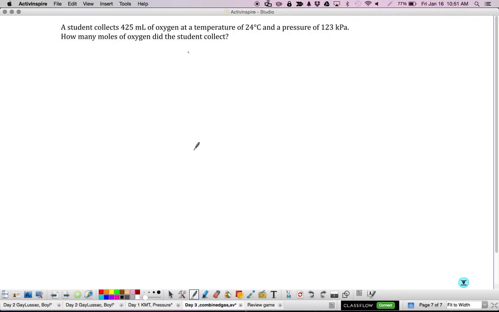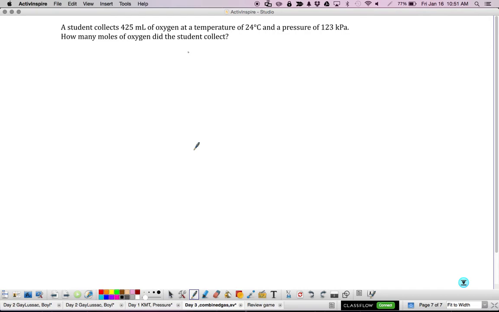Here's another good problem for you. A student collects 425 milliliters of oxygen at a temperature of 24 degrees Celsius and a pressure of 123 kilopascals. How many moles of oxygen did the student collect? All right, so I have gas under one set of conditions, nothing's changing, and I'm just trying to figure out something about it. In this case, it's moles of oxygen.